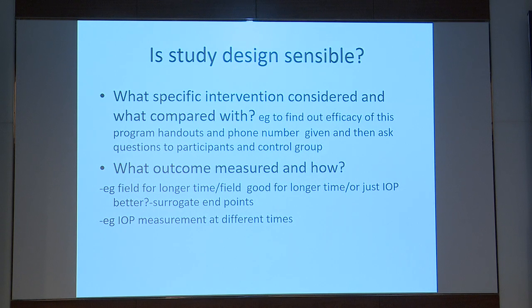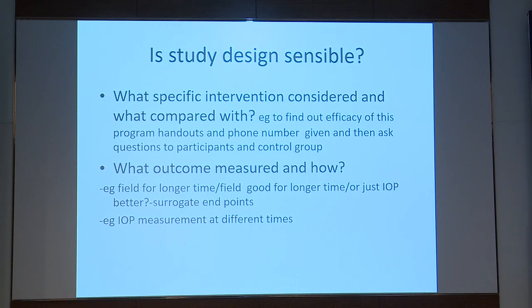So what outcome is measured and how? So field, whether it is for a longer time, I cannot say perimetry is better. What is perimetry after 5 years? What is perimetry after 10 years? So how long has it been measured, right? So these are important things. IOP measured at different times. I compare the IOP in the morning with the IOP in the evening. In the evening, the IOPs are low. In the morning, the IOPs are high. And then you say, no, I got a difference. That's not how you do a paper.